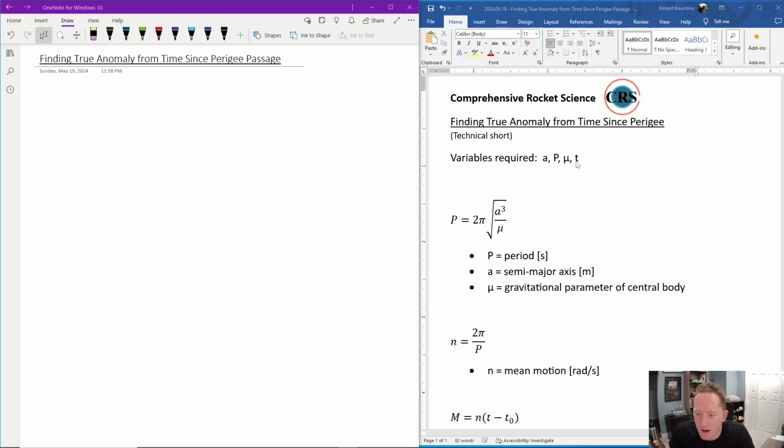When I say t here, I really mean you could either have time since perigee passage, or you could have the time that you passed your perigee and the current time, and that, of course, will give you time since perigee passage. So, couple equations here.